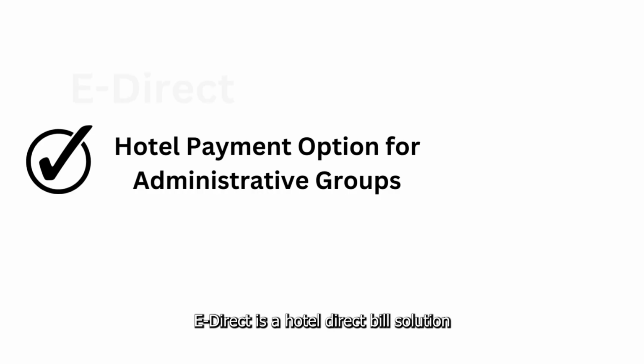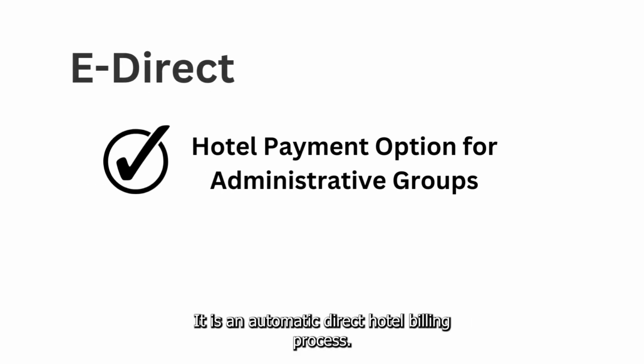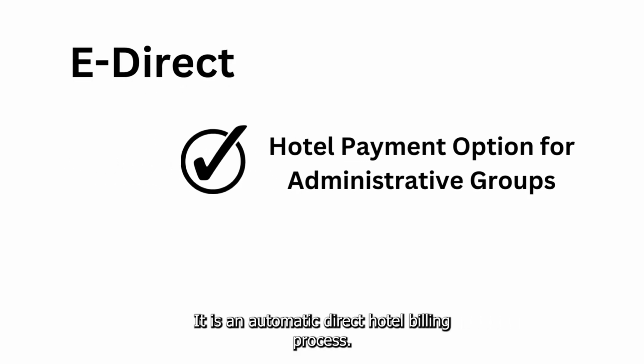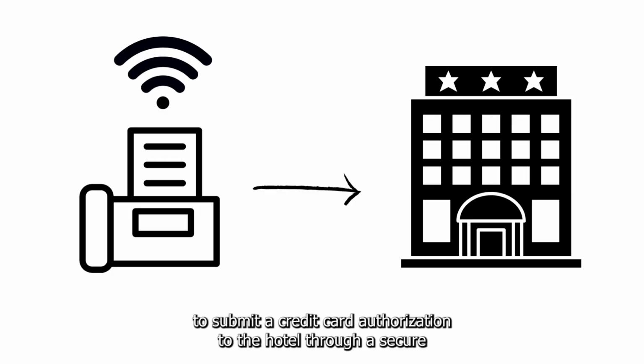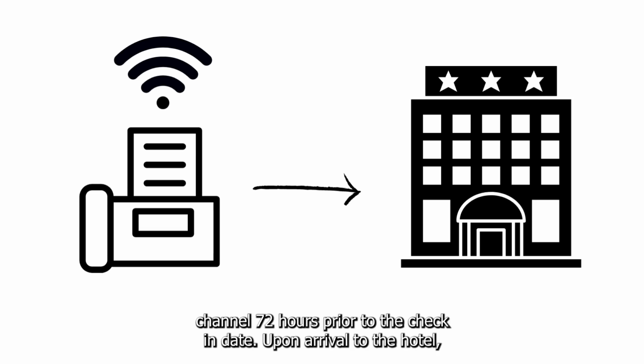There's also an option from Travel Incorporated called eDirect. eDirect is a hotel direct bill solution. It is an automated direct hotel billing process. Registering for eDirect will allow Travel Incorporated to submit a credit card authorization to the hotel through a secure channel 72 hours prior to the check-in date.